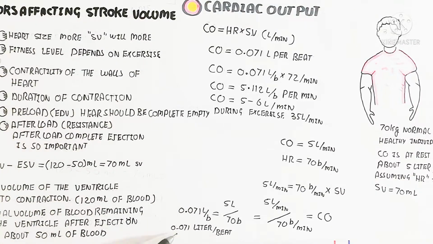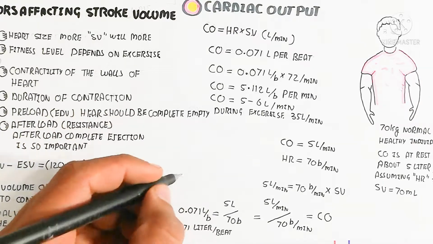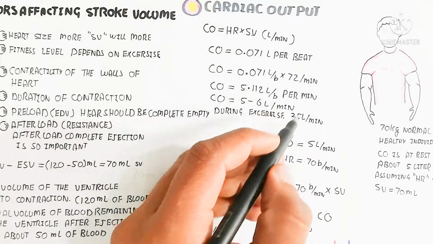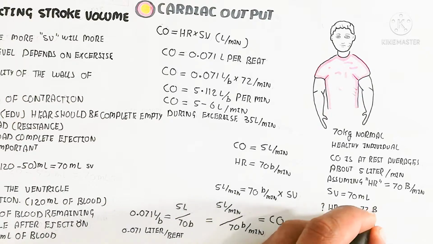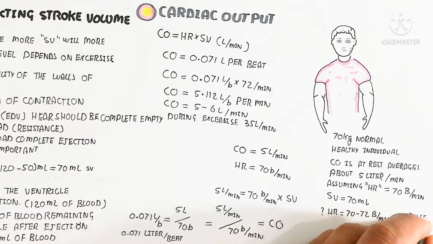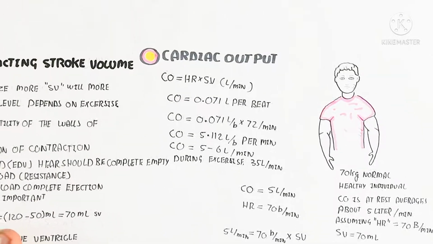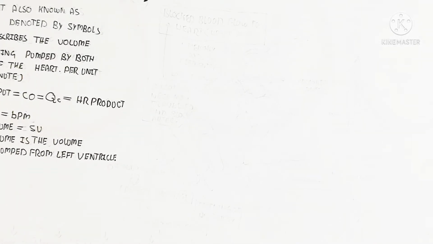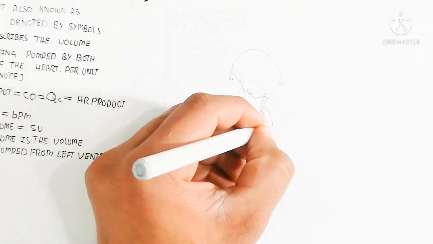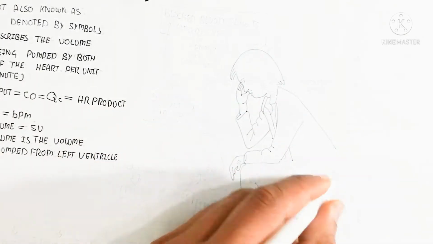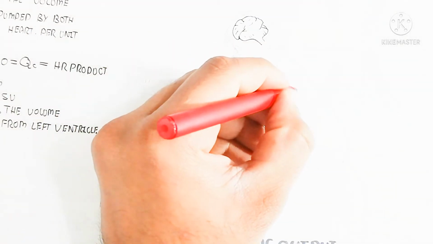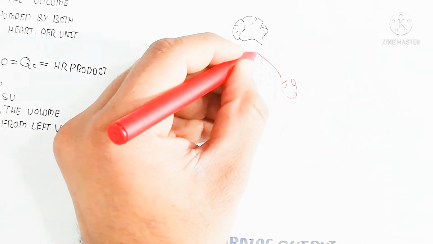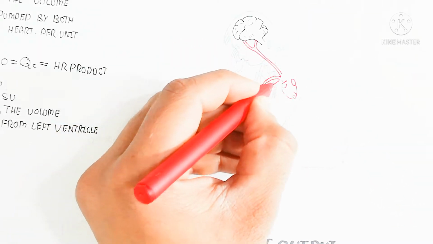So here we can take it per minute, and in this way at 72 beats per minute we can calculate 5.112 liters per minute. So the cardiac output can vary from 5 to 6 liters per minute. The cardiac output depends on the stroke volume, which we can also calculate. The stroke volume is equal to 0.071 liter per beat, and in this way we can calculate it simply.